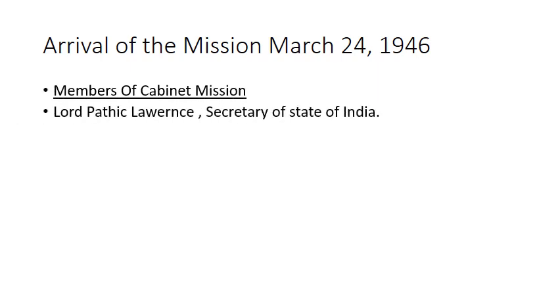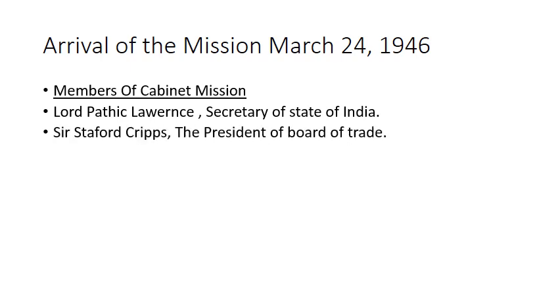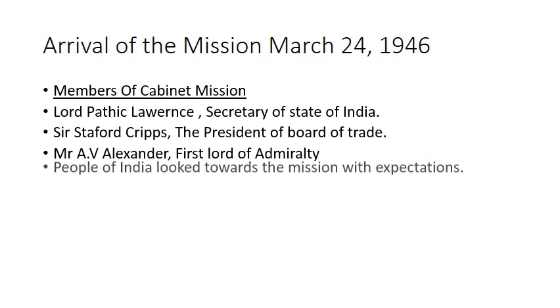Now we will see when the Cabinet Mission arrived in India. They arrived in India on March 24, 1946. The members of the Cabinet Mission were Lord Patrick Lawrence, the Secretary of State for India; Sir Stafford Cripps, the President of the Board of Trade; and the third one was Mr. A.V. Alexander, the First Lord of the Admiralty. So all 3 members were members of the British Cabinet, so from that point of view it is also called the Cabinet Mission Plan.